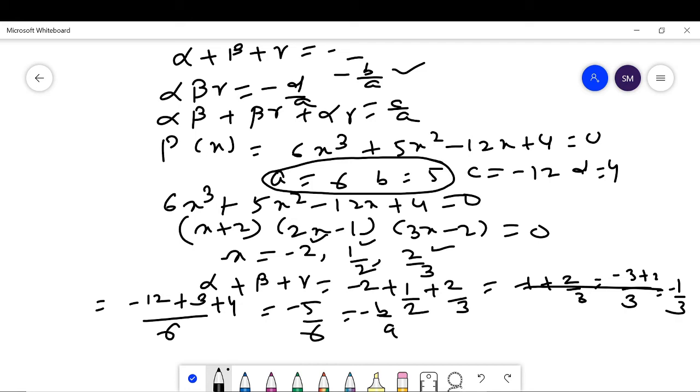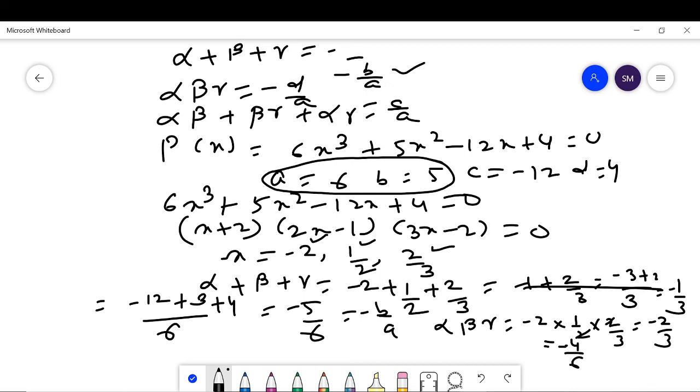Then let us take what is alpha into beta into gamma. Alpha is minus 2, beta is 1 upon 2, gamma is 2 upon 3. 2 cancel. We get minus 2 upon 3. Minus 2 upon 3 can be written as, look at here, minus 4 upon 6.